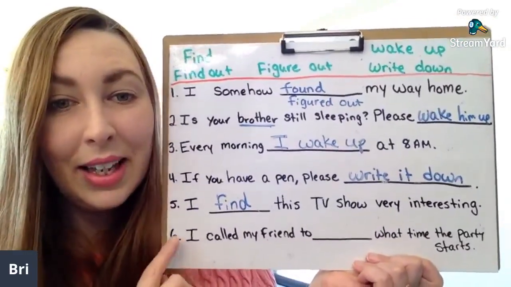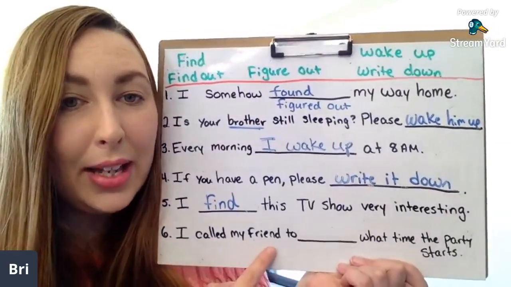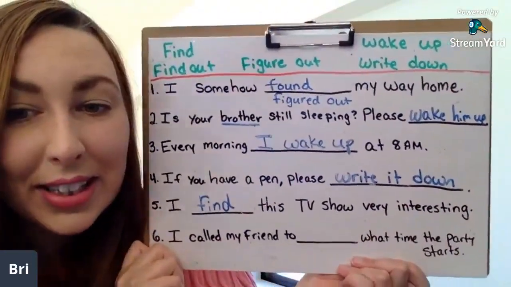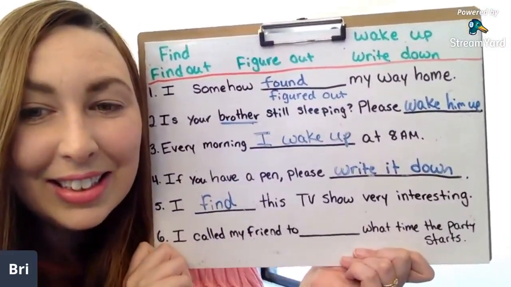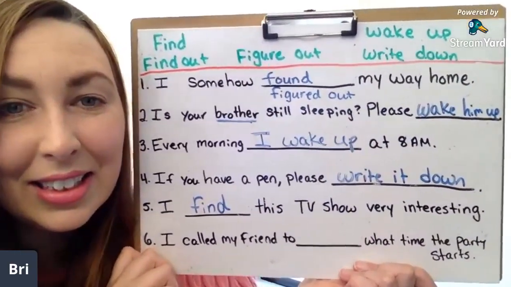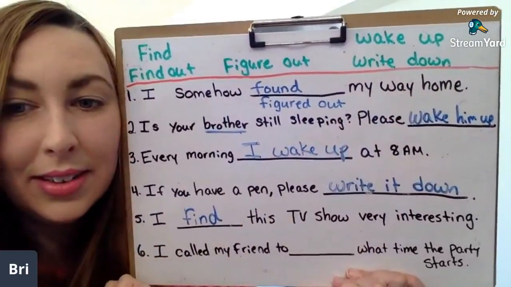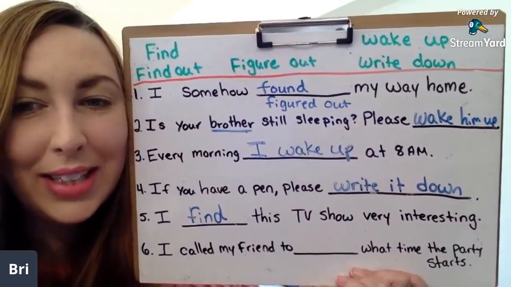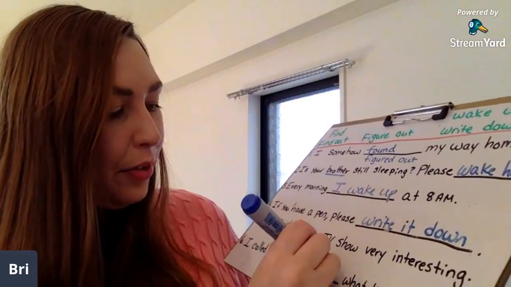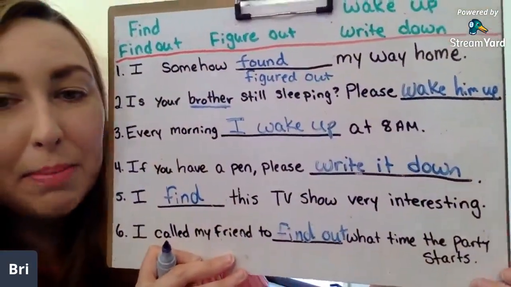Okay. How about the last one? Number 6. I called my friend to something what time the party starts? Oh, very good. Reginald, very good. Oh, very good. So we have find out, figure out, wake up, write down. Oh, I see a lot of correct answers. Awesome, good job. I called my friend to find out. To find out what time the party starts.